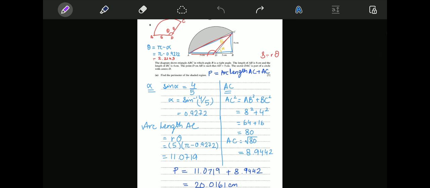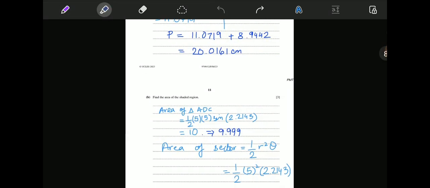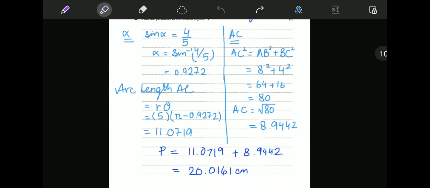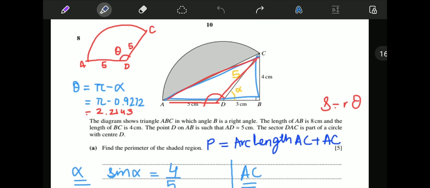Check this out. We have part B of the same question. They are saying to find the area of the shaded region. For the area of the shaded region, this is your area, this is your shaded region. For that, what we need to do is to find the area of the sector, this, and then subtract the area of this part, this triangle, and we'll get the area of the shaded region.